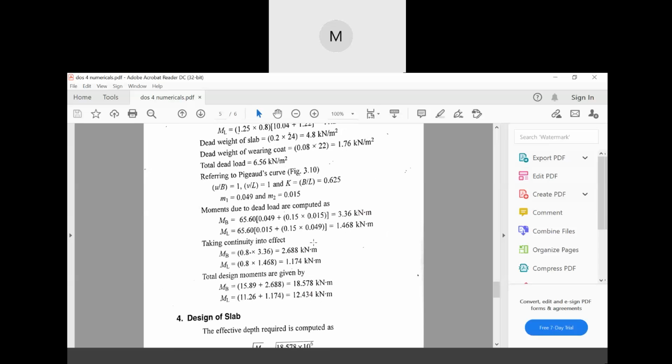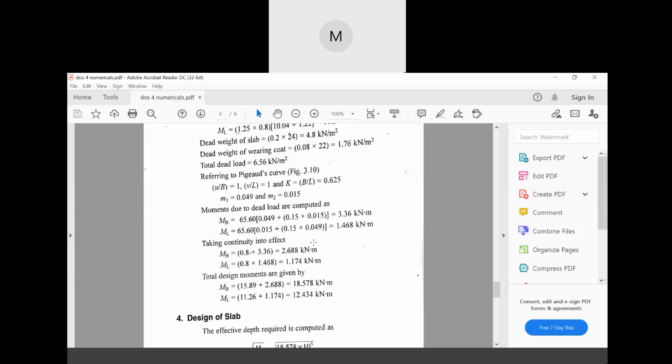Then look here, in this numerical, after finding out MB and ML, only the continuity is taken into consideration, not the impact factor. Why is the impact factor not considered? Because dead load is the weight of the slab, right? But in live load, when the wheel suddenly falls on the bridge slab, there will be certain impact. But in case of dead load, it will not be worth considering the impact factor. That is why we are not considering the impact factor.